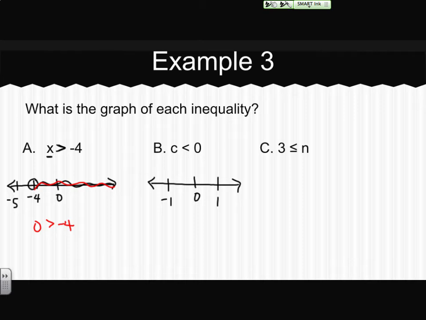Notice it's not equal to 0, so I'm going to do an open circle. And it says that it's less than 0, so numbers that are less than 0 are my negative numbers.